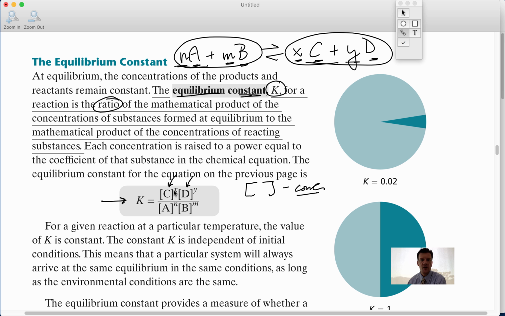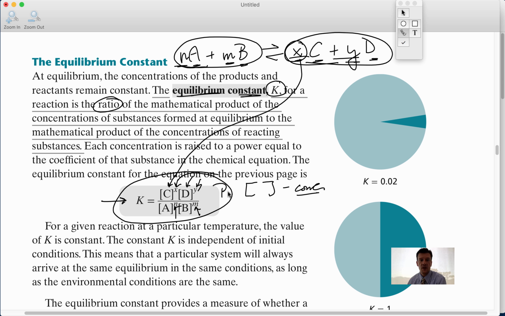If you've got more than one product, you multiply the concentrations. If you've got more than one reactant, you multiply the concentrations of the reactants in the denominator. In addition, if you have a coefficient in your balanced equation, if x is 2, for example, these coefficients become the exponents in your equilibrium constant expression. Because in some cases a species may be doubled or tripled, and we have to take that into account. So this is how you find the K value, the equilibrium constant expression, for any reversible reaction.